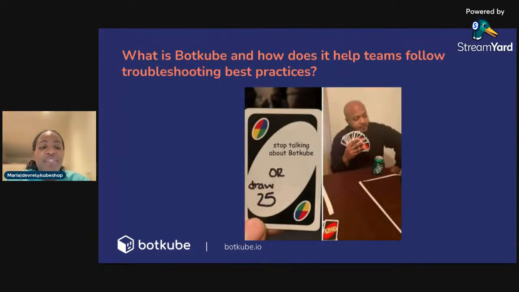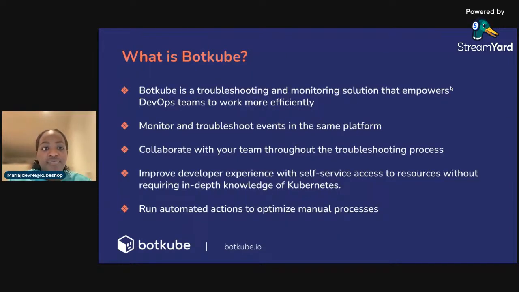So what is Botkube and how does it help teams follow troubleshooting best practices? Botkube is a troubleshooting and monitoring solution that empowers DevOps teams to work more efficiently. What this actually means is that you're able to both monitor and troubleshoot your events in the same platform. So instead of having to switch to different screens, switch different contexts, or hop on a meeting, you can have everything in your communication platform of choice. So you're able to collaborate with your team throughout the whole process, and everybody has access to the same information.